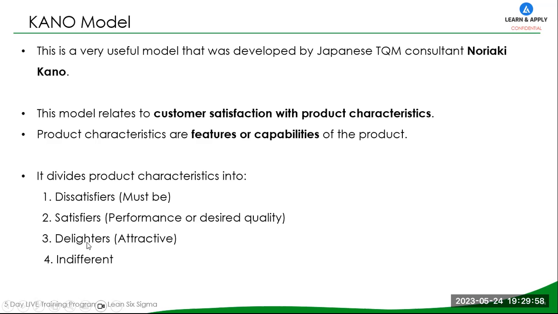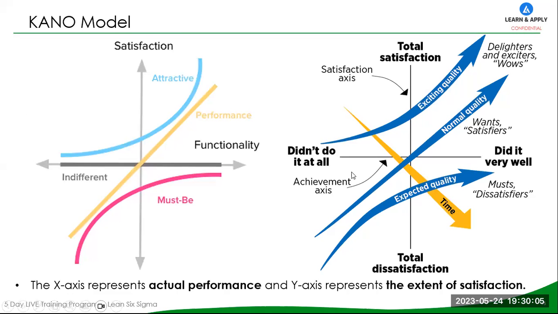So before understanding these four product characteristics, we need to understand the Kano model. This Kano model has two axes. One is the x-axis and another is the y-axis. On the x-axis, we have the functionality. Now, what is the meaning of that functionality? How our product is going to perform. Like it didn't do it at all, that means performance of the product is worst. Did it very well, that means performance of the product is best. So it is going to be from worst to best for the functionality of the product.